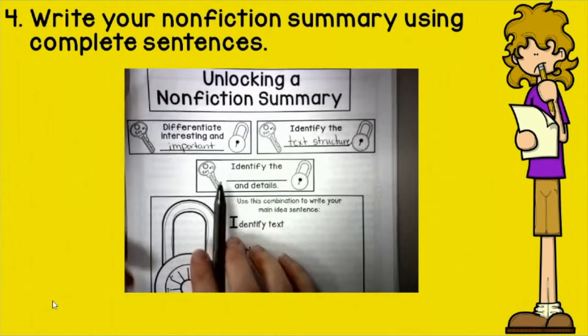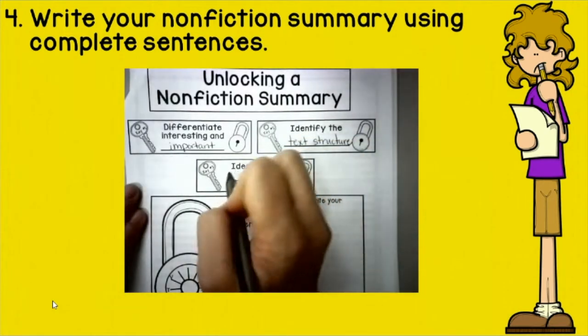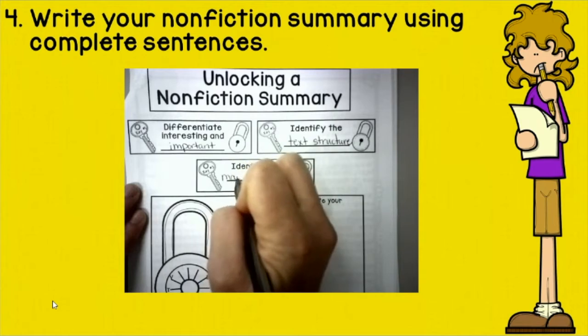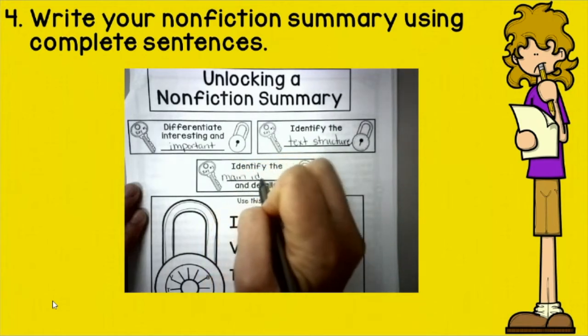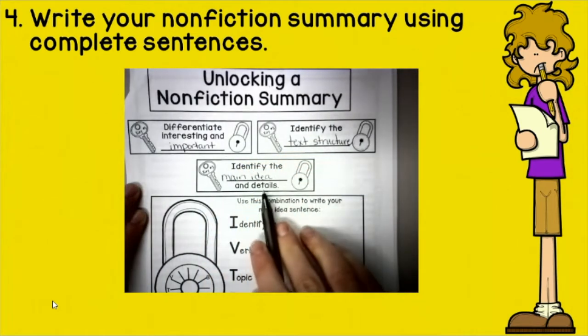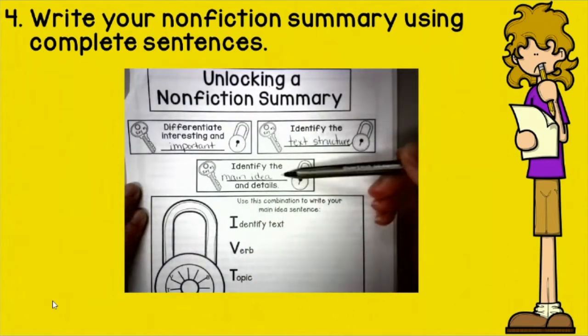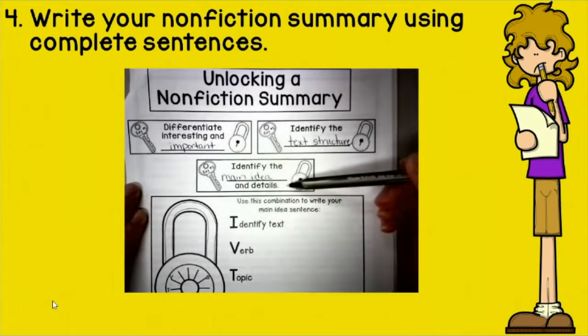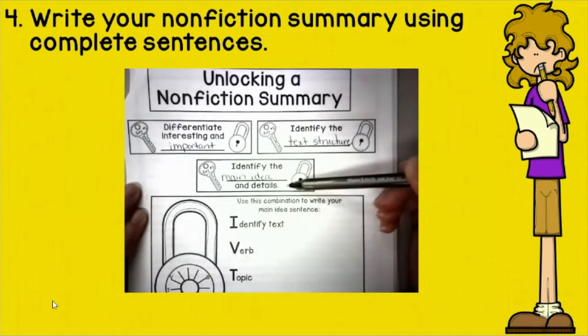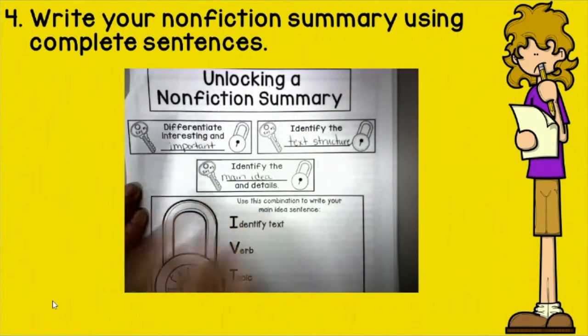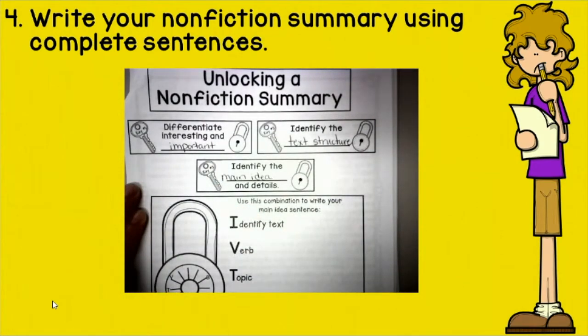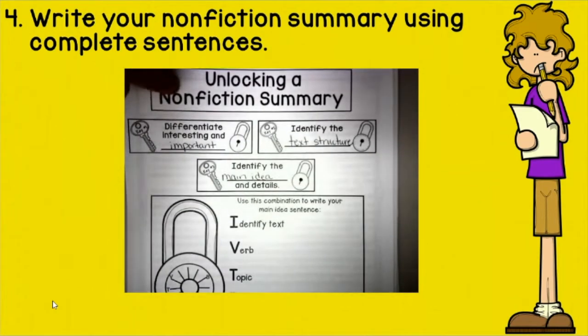The third key is to make sure you identify, what have we been talking about so much lately? The main idea and the details. Because once you have a good solid main idea and you add in your 2 to 3 details, you have officially found the third key to unlocking that nonfiction summary. Okay? All right, pause if you need to have the moment to write that down.